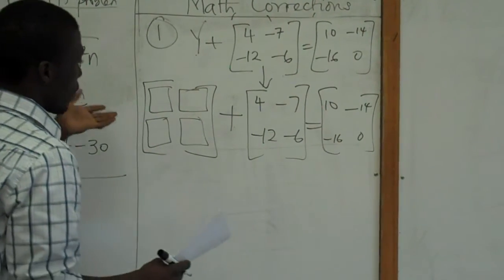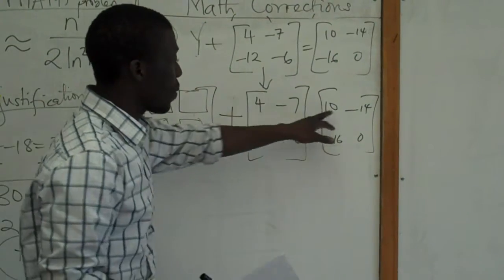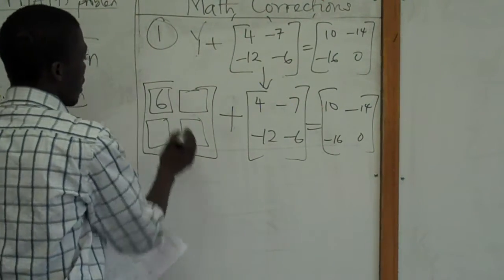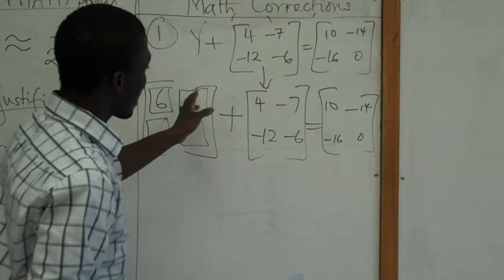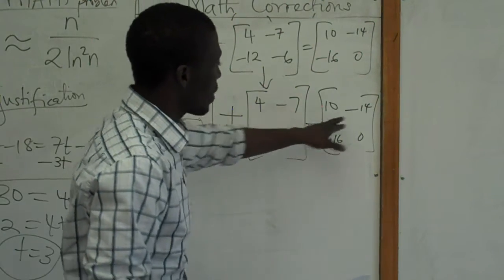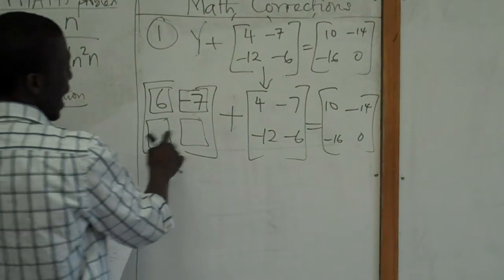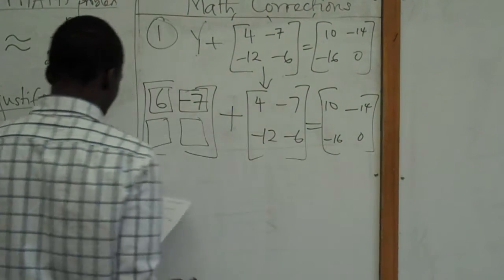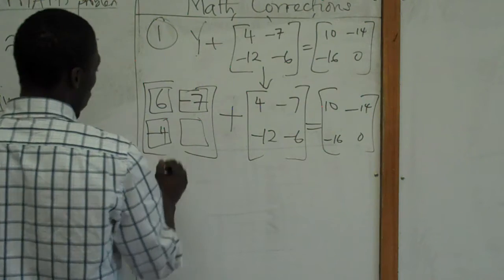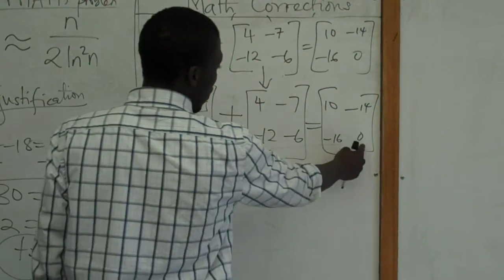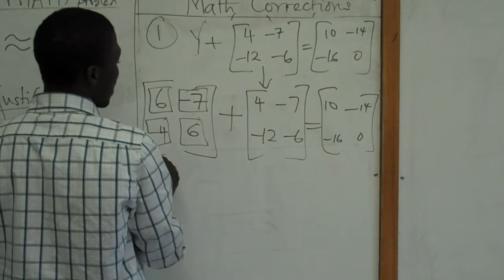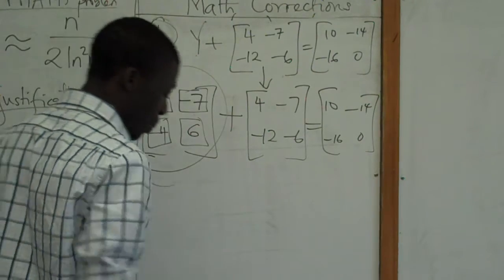So you ask yourself, what number do I add to 4 that will give me 10? The answer is 6. That's the first number you give me. Next, what do I add to negative 7 that will give me negative 14? It will have to be negative 7. Then what do I add to negative 12 that will give me negative 16? That would have to be negative 4. And what do I add to negative 6 that will give me 0? That will be 6. That's all that was required of you for that problem.